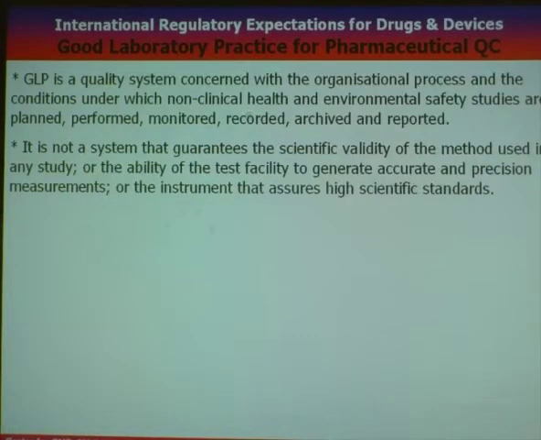GLP is a quality system concerned with the organizational process and the conditions under which non-clinical health and environmental safety studies are planned, performed, monitored, recorded, archived and reported. It is not a system that guarantees the scientific validity of the method used in any study or the ability of the test facility to generate accurate and precise measurements or the instrument that assures high scientific standards. So what does this really mean?